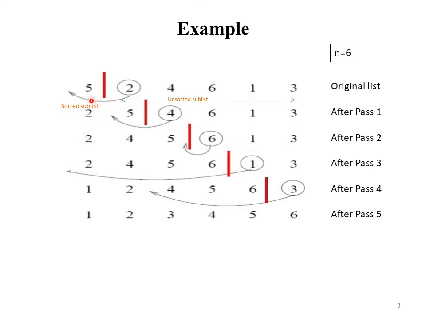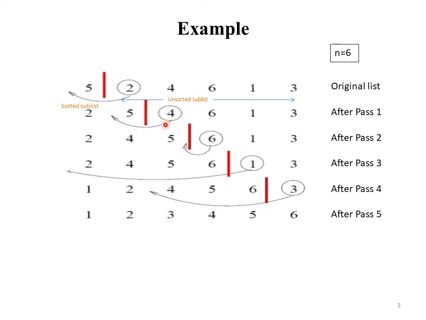So we compare 2 and 5. So 2 is less than 5. So 2 is placed in first position and 5 is placed in second position. Now after pass 1, 2 and 5 are in the sorted sublist and the remaining elements are in the unsorted sublist.